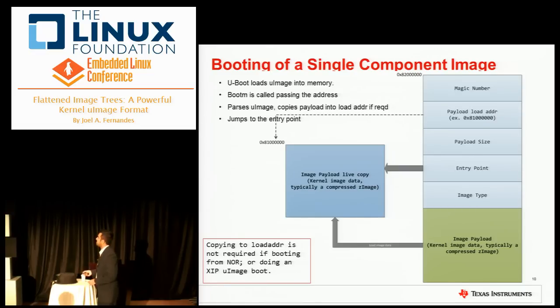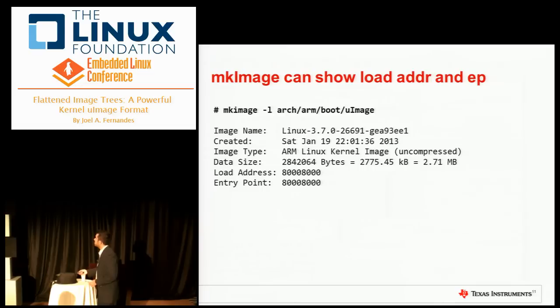And yeah, this copying is not really required for image types that do in-place booting, where the jump is directly to the payload itself. In systems where you have NOR flash, for example, where you'd want to directly jump, this mechanism is not used. But I've seen this used quite a bit, copying to a location and then jumping to the entry point is what happens. And this is a command that you can use to see what the contents of the U-image are. It shows you all the details there.